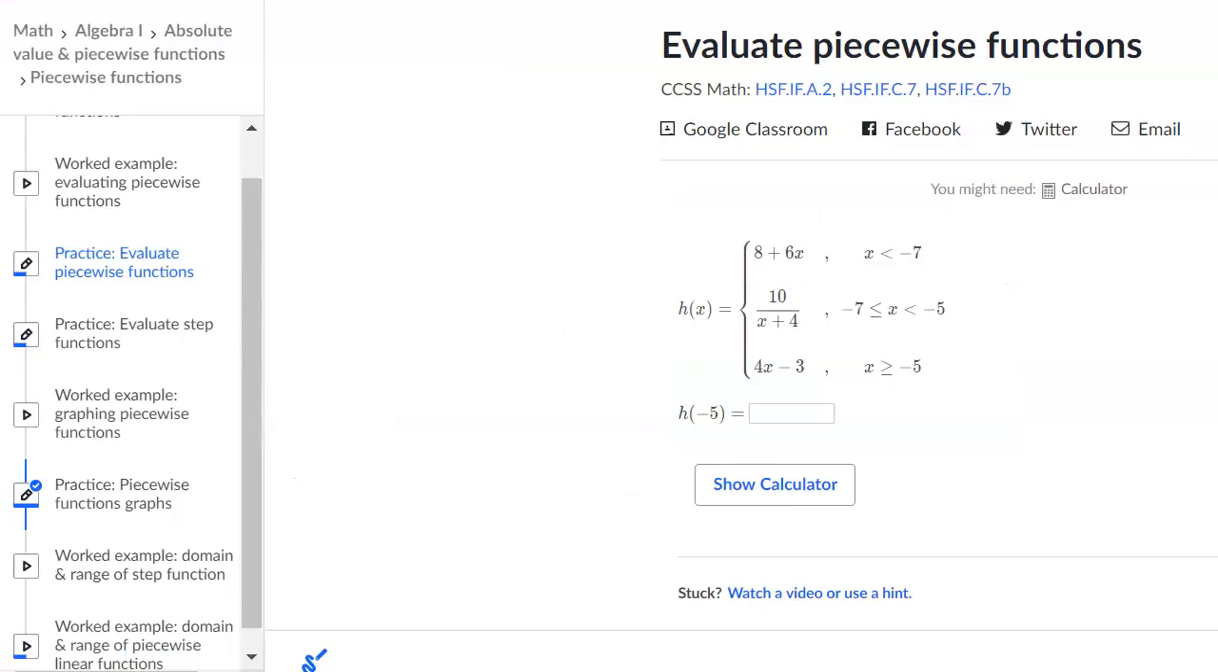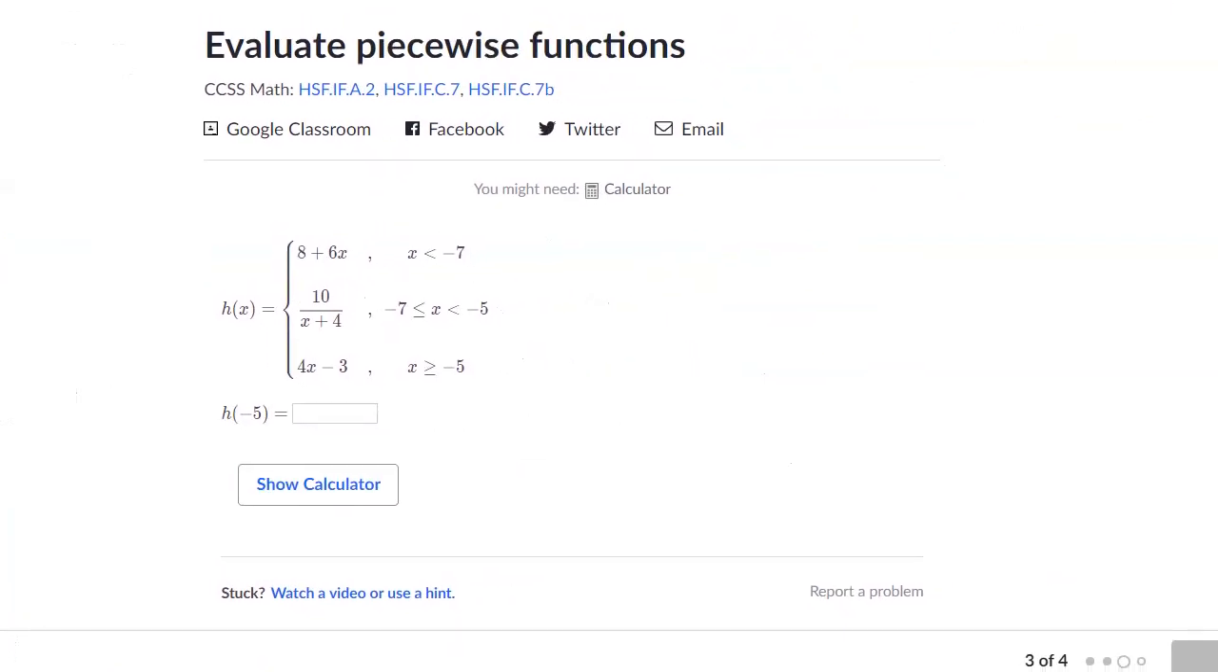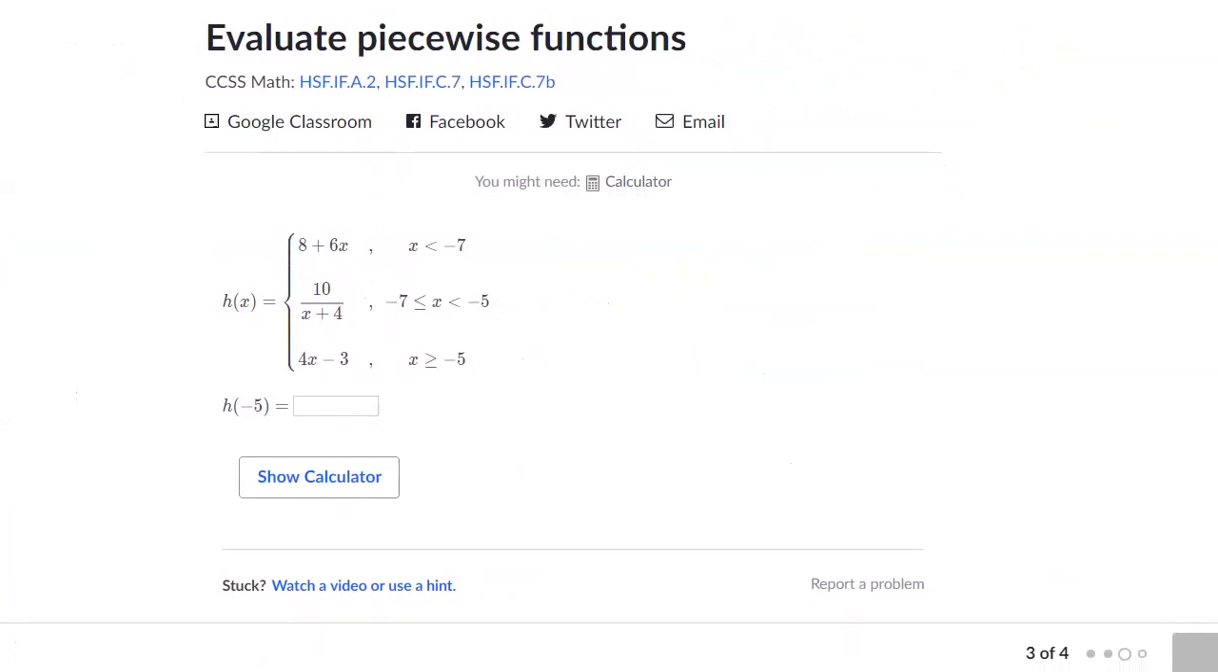So what I need you to do now is hop on to Khan Academy and go to your assignments. We're going to try evaluating piecewise functions. There are 4 problems for you to do. When you finish those, I'll give you the next piece.